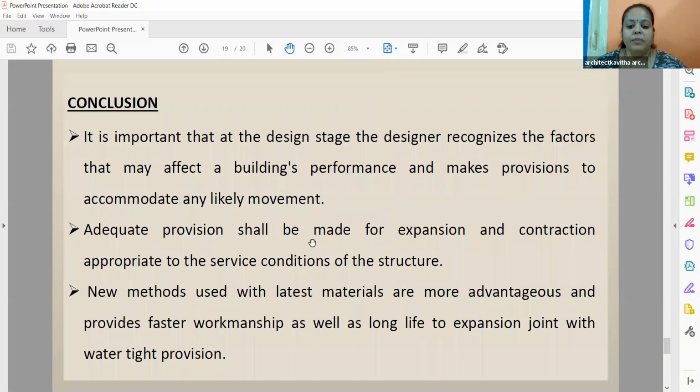Adequate provision shall be made for expansion and contraction appropriate to service conditions of the structure. As I told you, where to provide, you will have to go through the plan thoroughly and then make the provision for it.